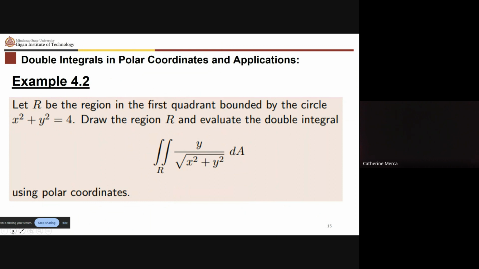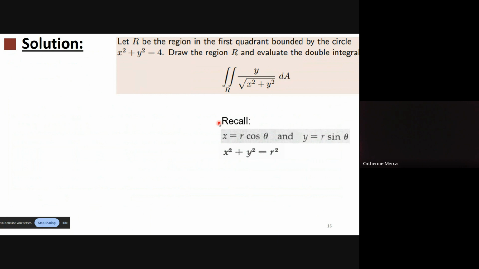So, let me see. Okay, here. Again, recall that your x in polar is r cosine theta and y is equal to r sine theta. Also, x squared plus y squared is equal to r squared. There are some things which are evident here. That is, your square root of x squared plus y squared can be rewritten as the square root of r squared. And your y is your r sine theta.